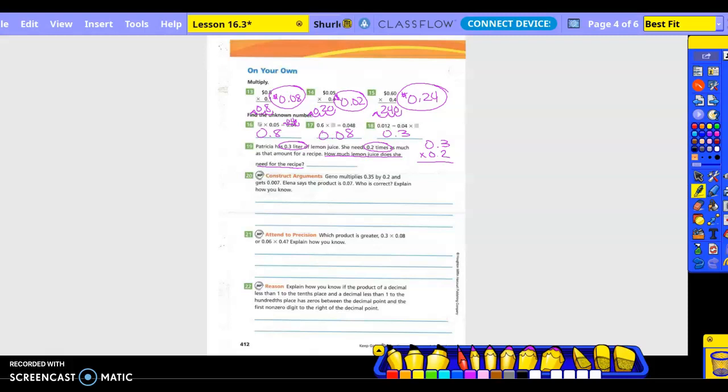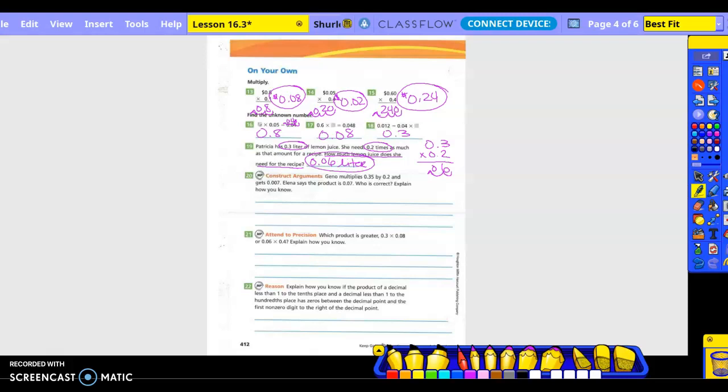So I pretend like there's no decimals there yet, right? 2 times 3 is 6. How many decimal places do I have on top? 1. On bottom, 1. So a total of 1, 2. So I add a 0 to hold my spot. So my answer is 6 hundredths of a liter.